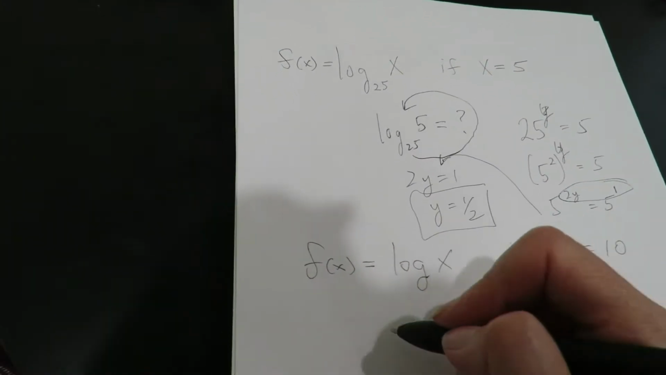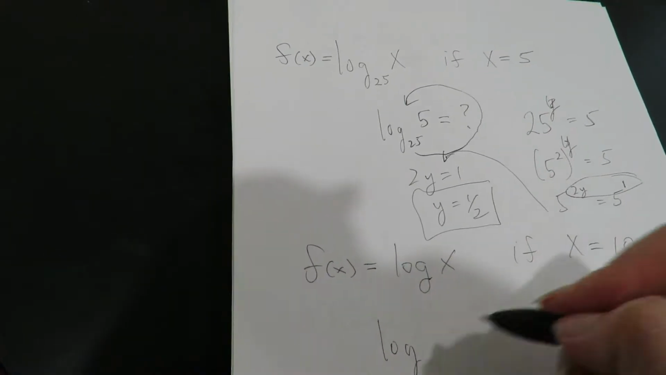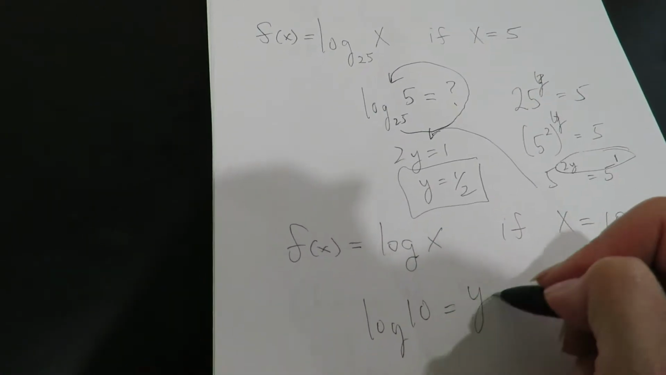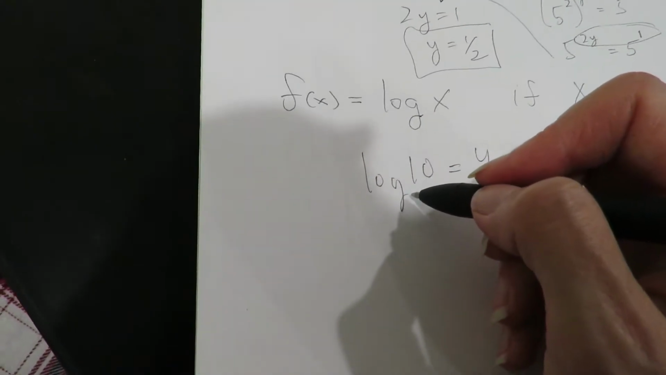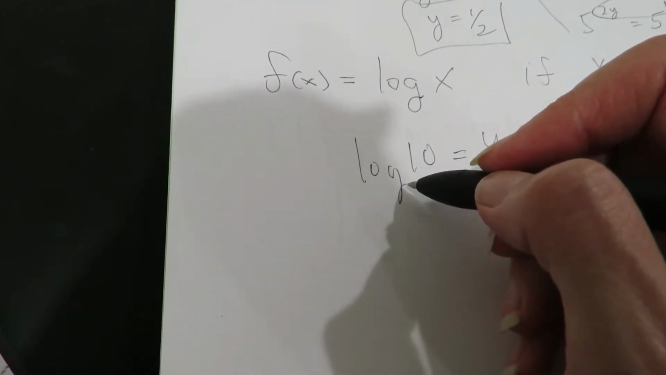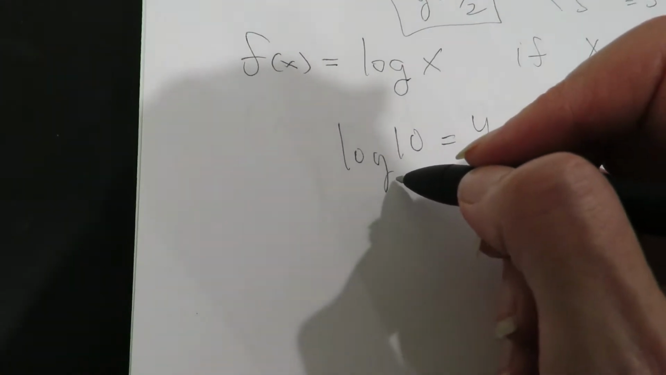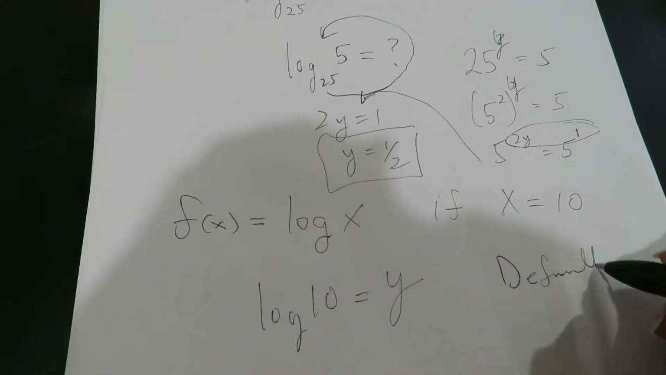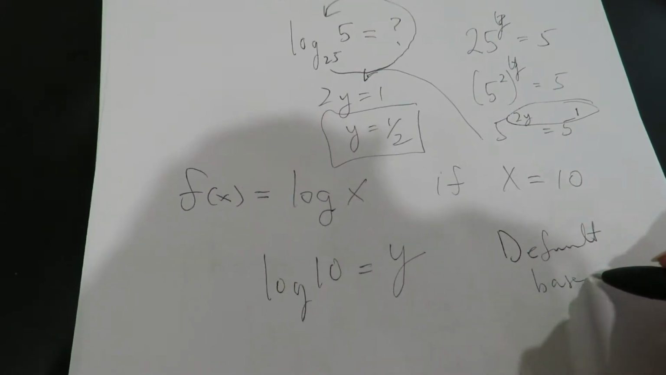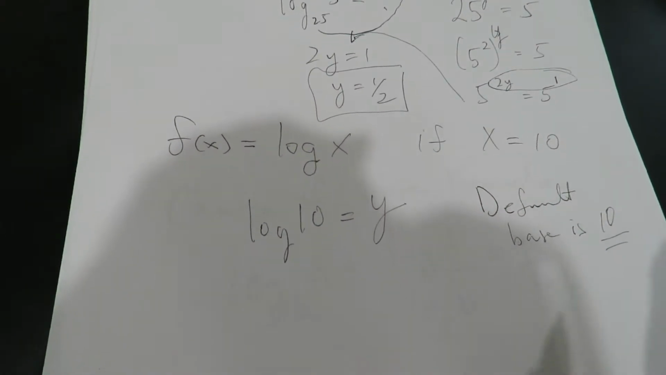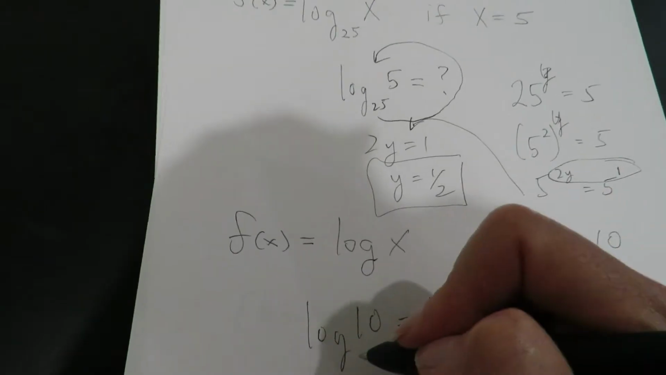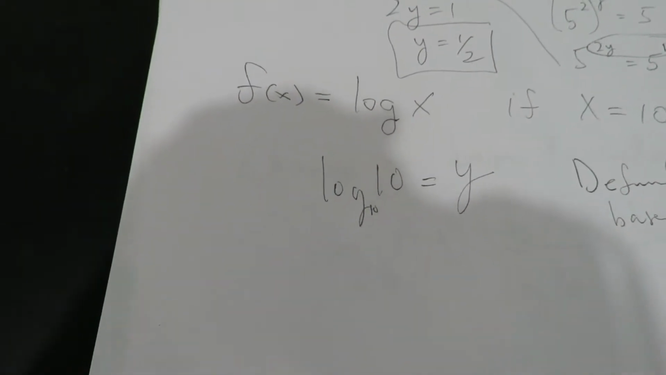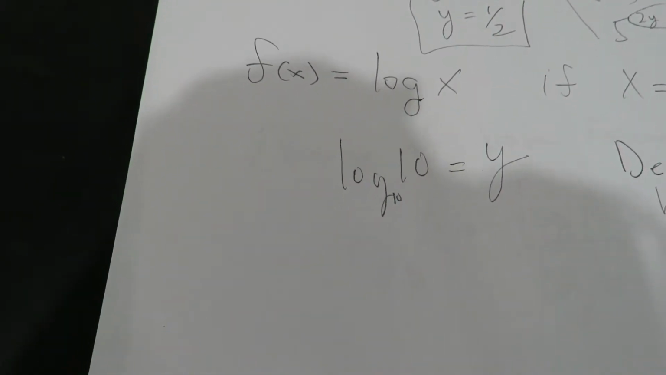I'm just going to do that again so you can see it. Log of 10 equals what? I'll call it y. So now the base here, if there's nothing written here, you have to recognize that the default is 10. Okay, that's really important, otherwise you're going to get confused. The default base is 10. So if nothing is written by the log for the base, you assume it's a 10.